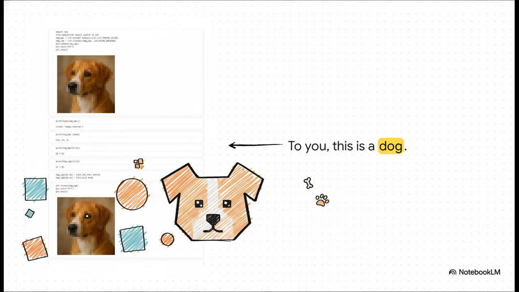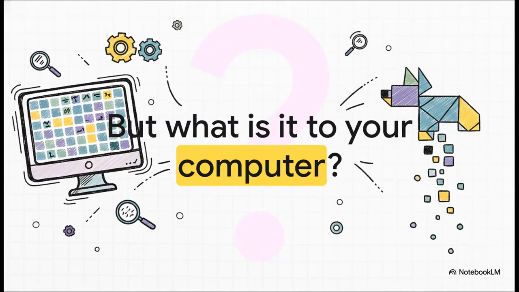Okay, so take a look at this. To you and me, it's obvious, right? It's a dog. Your brain just gets it instantly. You see the fur, the ears, the nose, and it all just clicks into place. It's totally effortless for us. But what about the machine you're watching this on right now? To your computer, this picture is not a dog, not even close. It's something else. And that's the mystery we're about to unravel.